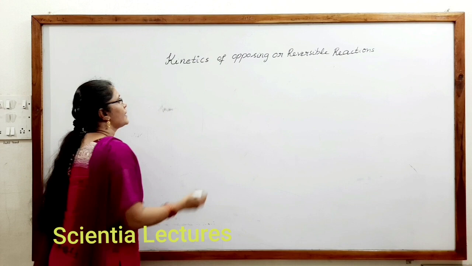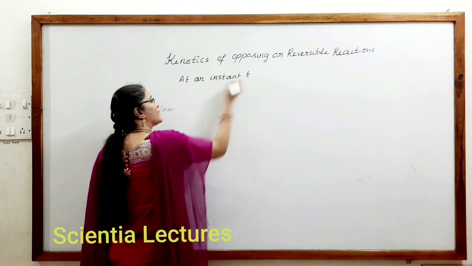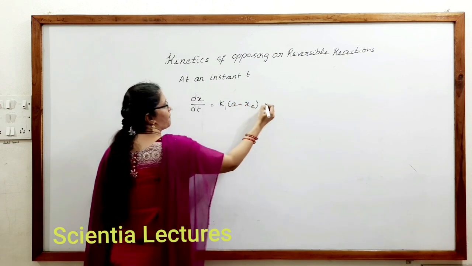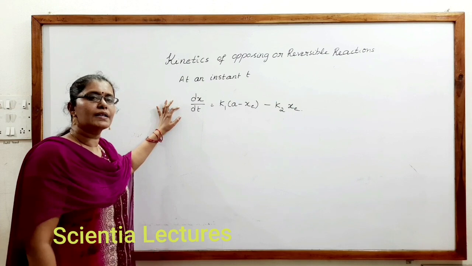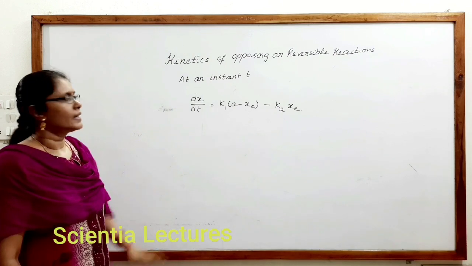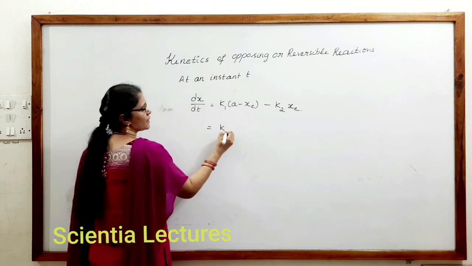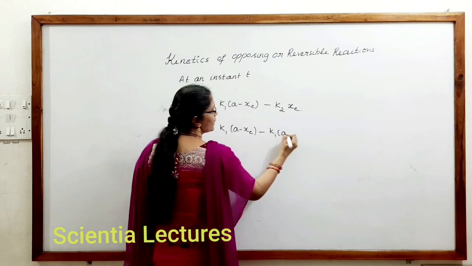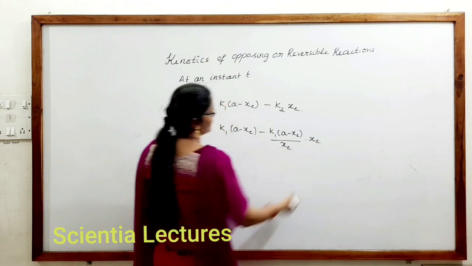Now at an instant t, dx by dt must be equal to K1 into (A minus X) minus K2 into X. So here dx by dt, if we take in the forward direction, it is K1 into (A minus X). In the backward direction, B getting produced as A is K2 into X. So dx by dt must be equal to K1 into (A minus X) minus K2 into X. This must be equal to K1 into (A minus X) minus K2, which can be taken as K1 into (A minus Xe) by Xe, into X.